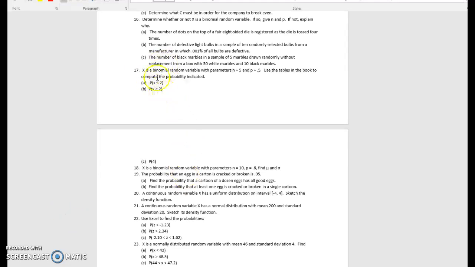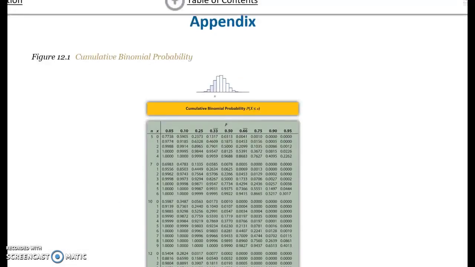Okay, we left off after 17b, so we are looking at 17c. And again, we're going to look at the binomial random table in our book. So we're talking about this table right here that says cumulative binomial probability. Now let's notice it tells us right here that this gives us the probability of an x value less than or equal to some number.